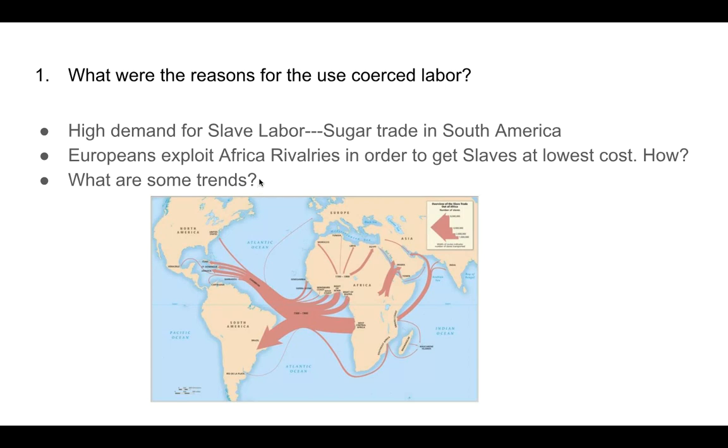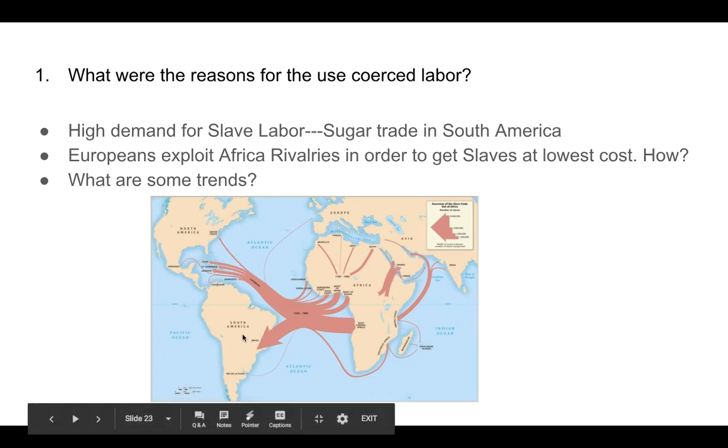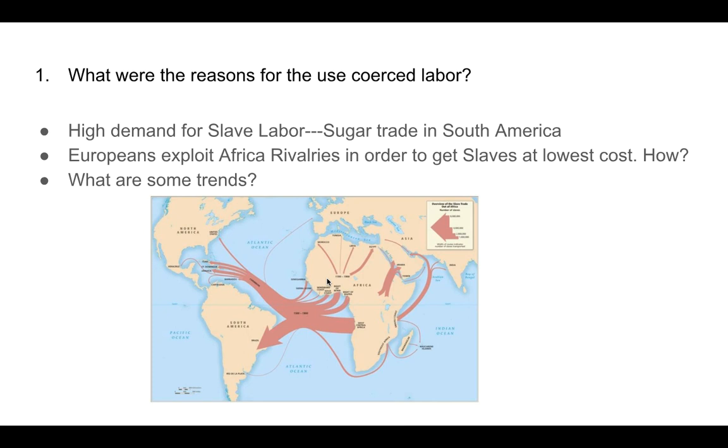And this is what I'm hitting here: Europeans exploited African rivalries in order to get slaves at the lowest cost. How? Well, you typically had manufactured goods. And remember, during this time in Africa, there was no African unity. You're simply getting many tribes, many kingdoms, and these slaves were sold as they were originally prisoners of war, right?